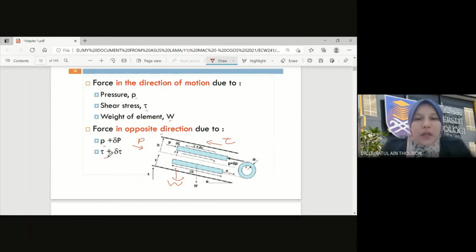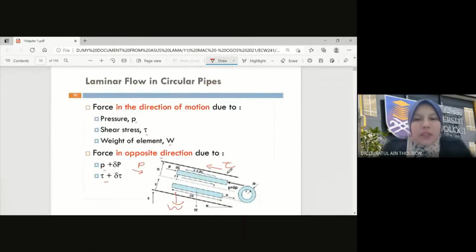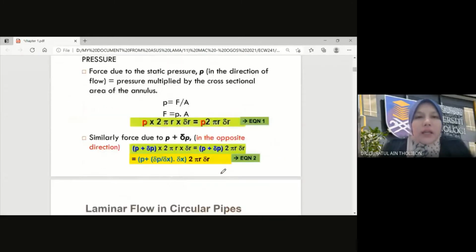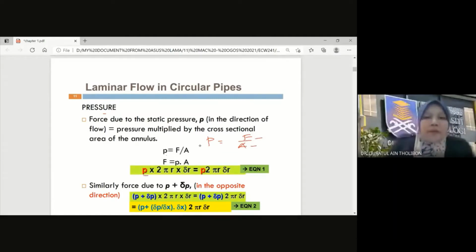Okay, and then force may also happen in the opposite direction, due to the pressure and due to the shear of the boundary. Okay, friction of the boundary. So for the first formula, we have pressure. The basic formula for pressure is P equal to F over A, so force over area of pipe. Therefore, when we want to measure F, it is P times A.